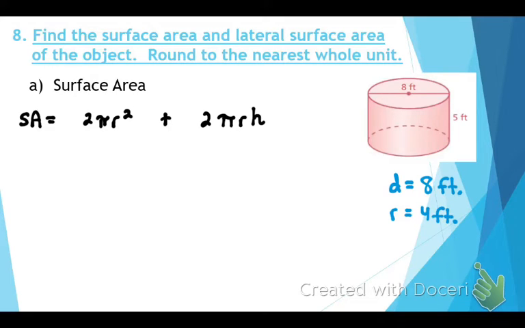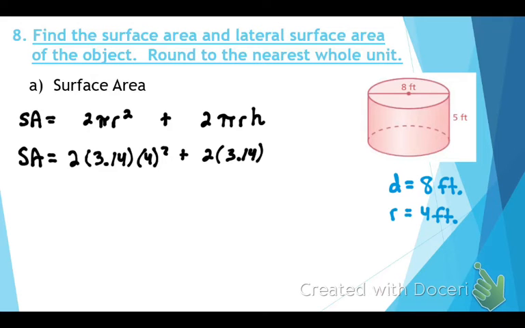All right, so look at this first part. 2 times, Addison, what's pi? Good job. Zariana, what's the radius? 4. Very good. Plus 2 times, and she just told us it's 3.14. Girls, what's the radius? 4. Boys, what's the height? No, 5. 5.